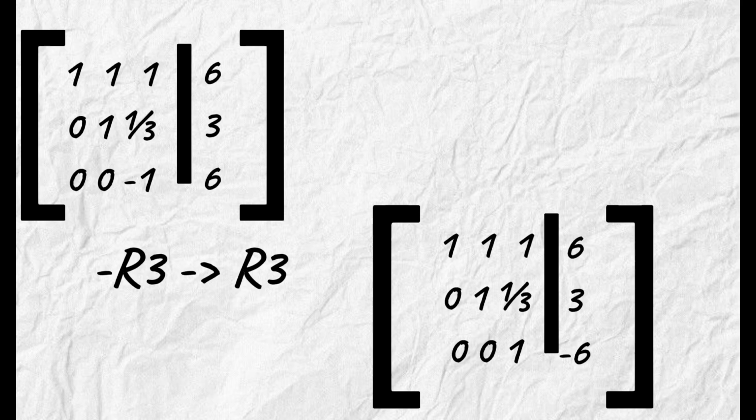Now let's turn the negative 1 into positive 1, and the new operation would be negative R3 is the new R3. You will have to multiply all the numbers in row 3 by negative 1 to get the new row 3. And this is now the result. You already completed the process of turning numbers to 0 and positive 1.